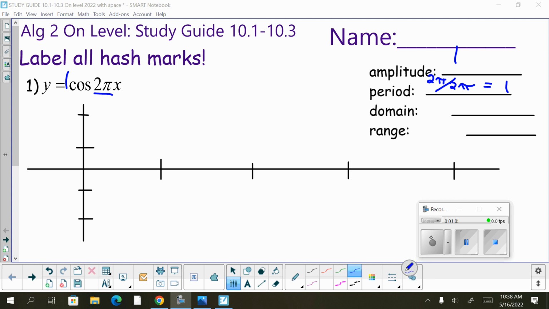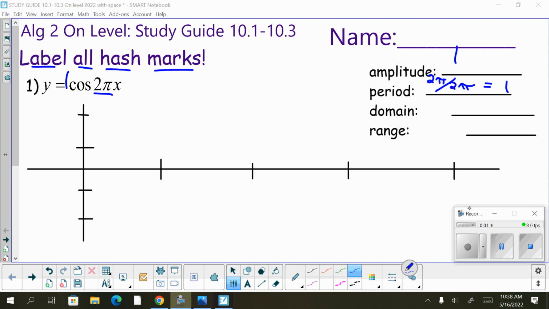All right, next up, we are going to talk about how I can take that period and label my hash marks accordingly. If you do not label all hash marks, you will lose points. You're getting points for labeling these correctly. What you do is you go out 4 hash marks, and this guy will be your period. So this is your 1.